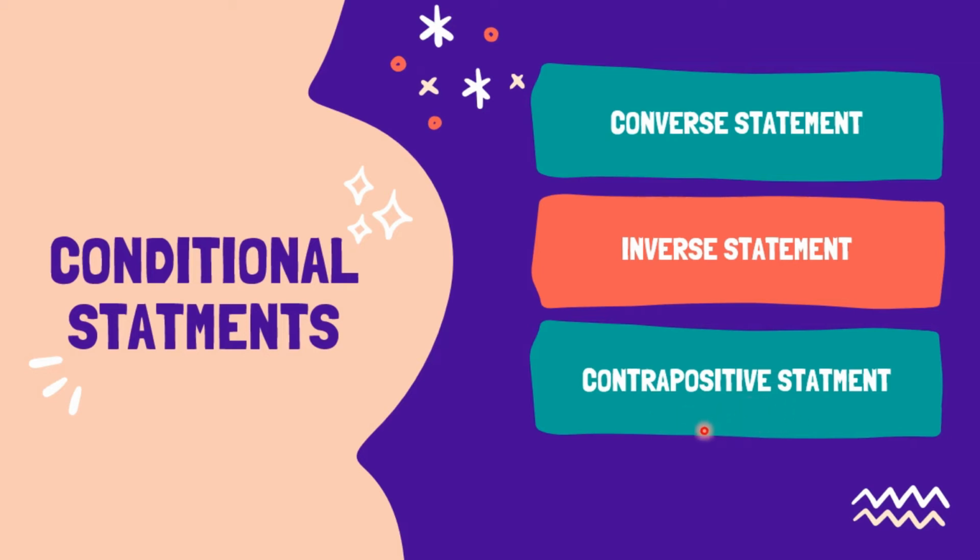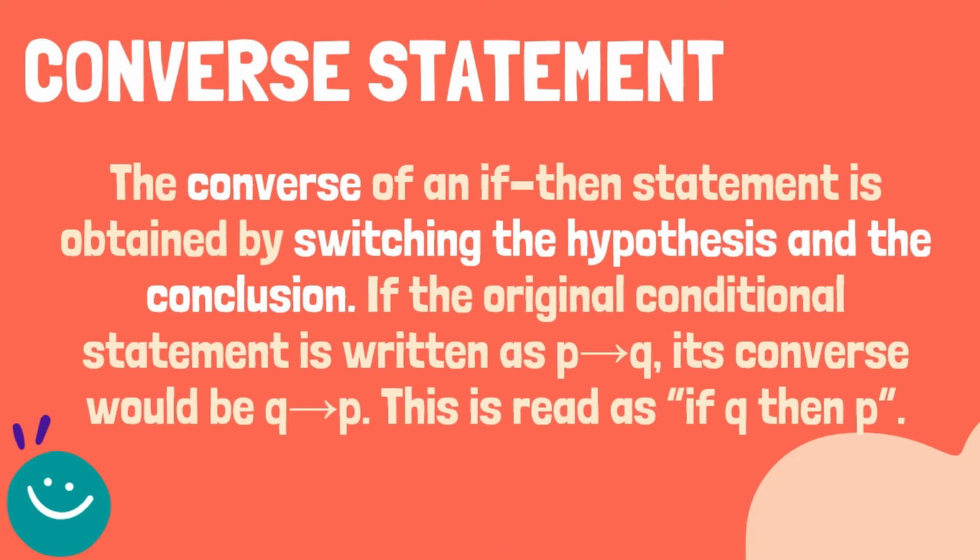So what do these mean? Let's go with them one by one. Let's go first with the converse statement. The converse of an if-then statement is obtained by switching the hypothesis and the conclusion. Take note of the word switching. What do we switch? We have to switch the hypothesis and the conclusion.